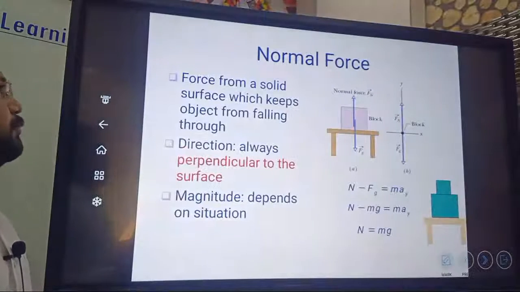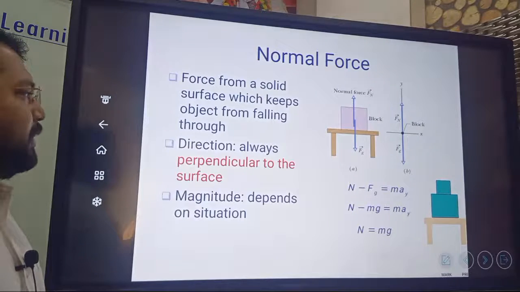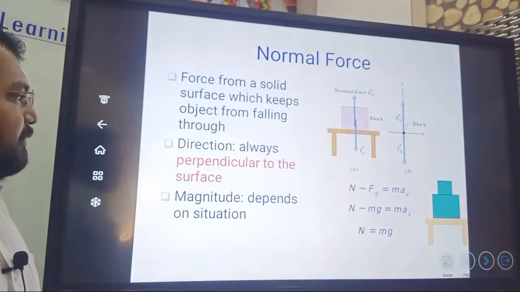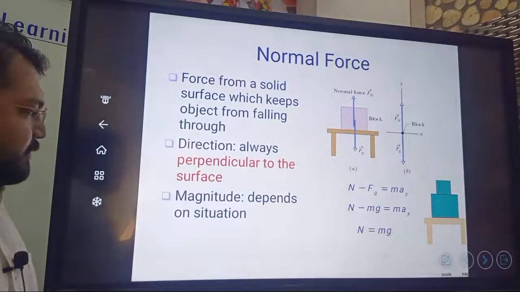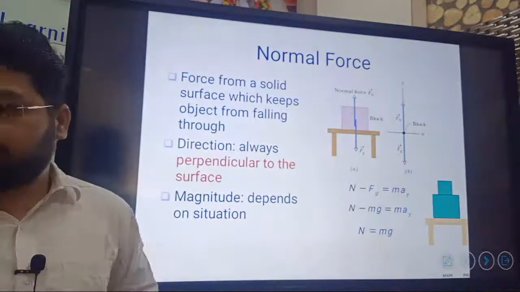So normal force is the force from a solid surface which keeps an object from falling through, and the direction is always perpendicular to the surface. Magnitude depends on the situation.